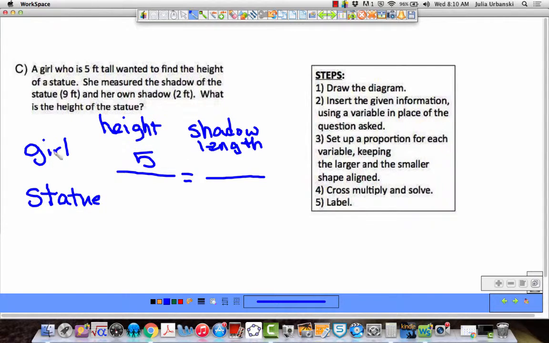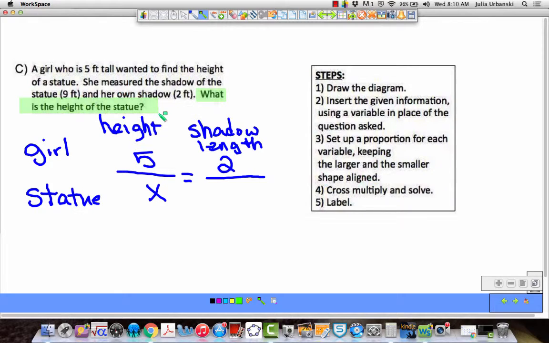What's the length of the girl's shadow? 2. Her own shadow is 2. Very good. What's the height of the statue? Say it again. X. Good. The question is, what is the height of the statue? That means that's the one we don't know.